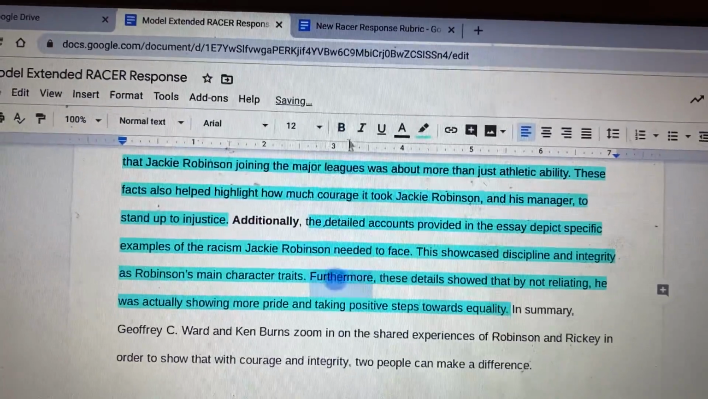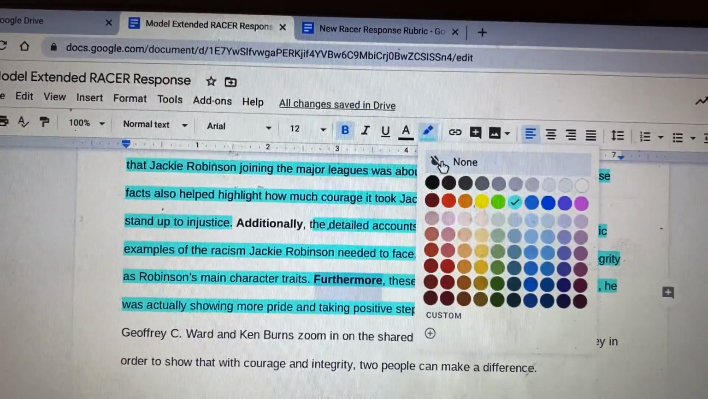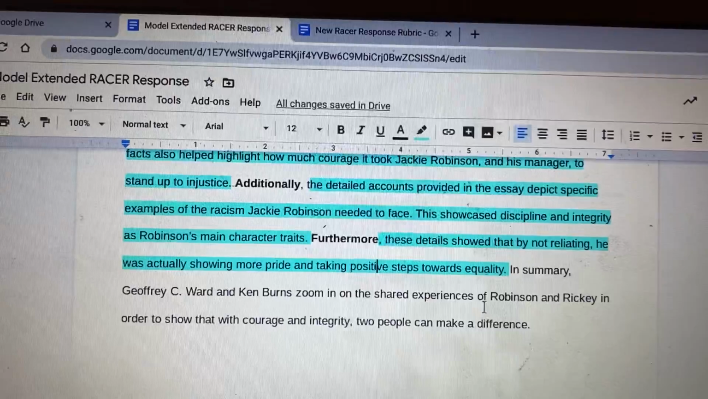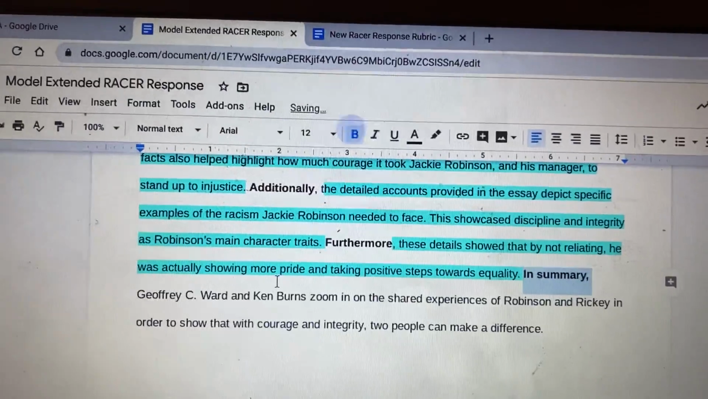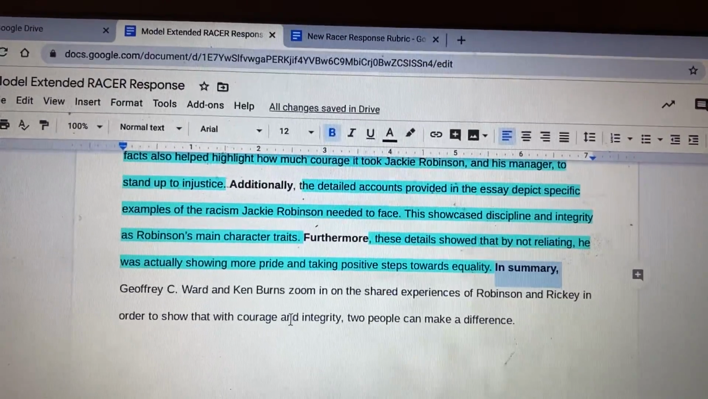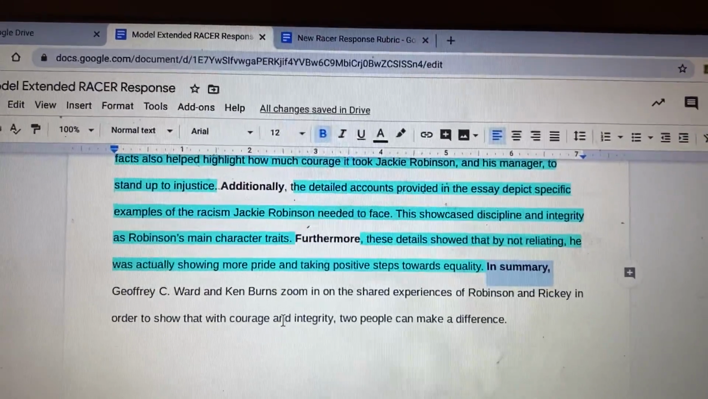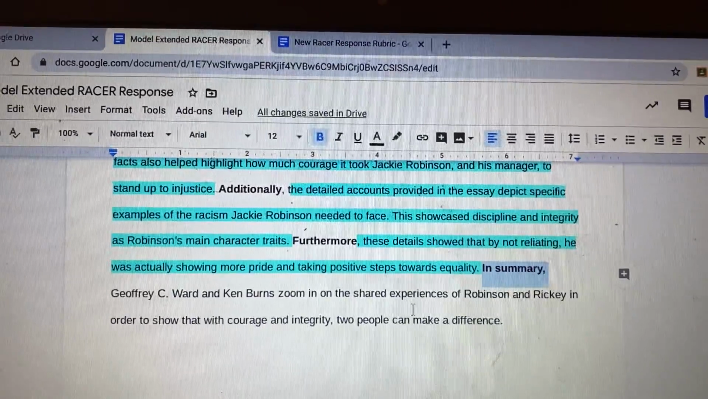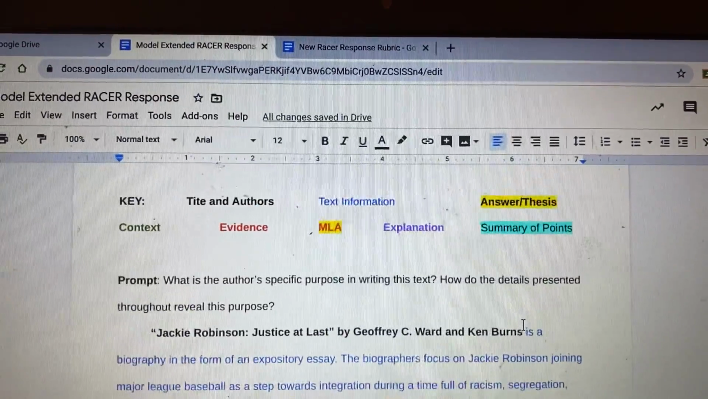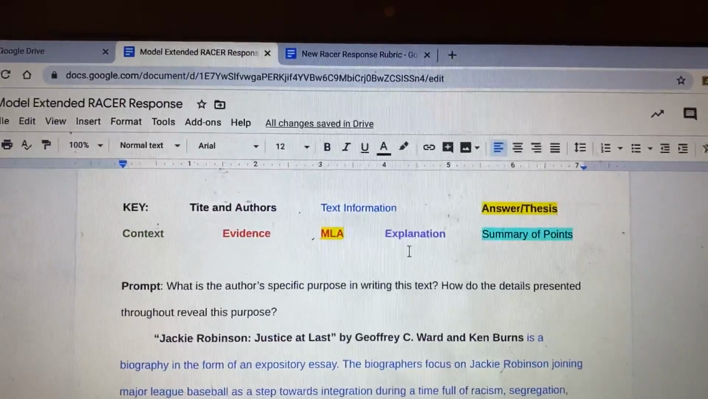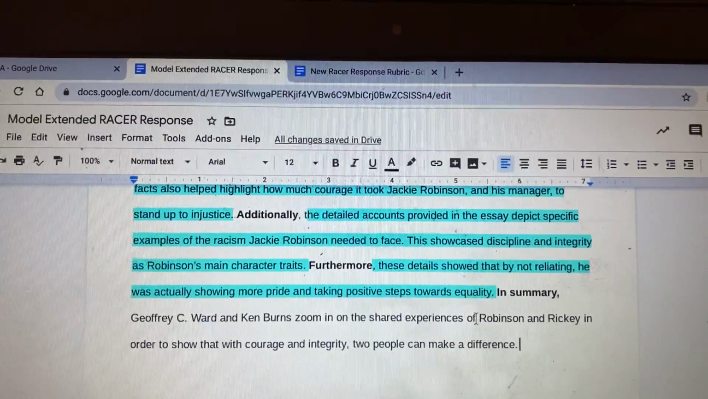Remember, you want me to leave knowing the main points of your answer. Okay? And then I always like to end with some kind of wrap-up statement, so I used my transition here, in summary. Geoffrey C. Ward and Ken Burns zoom in on the shared experiences of Robinson and Rickey in order to show that with courage and integrity, 2 people can make a difference. So this is kind of that memorable last line where I'm tying it all together. I didn't actually give you a color to make that, so you can just leave it or you can include it as part of your summary because it does just wrap up all the points that you are making here.